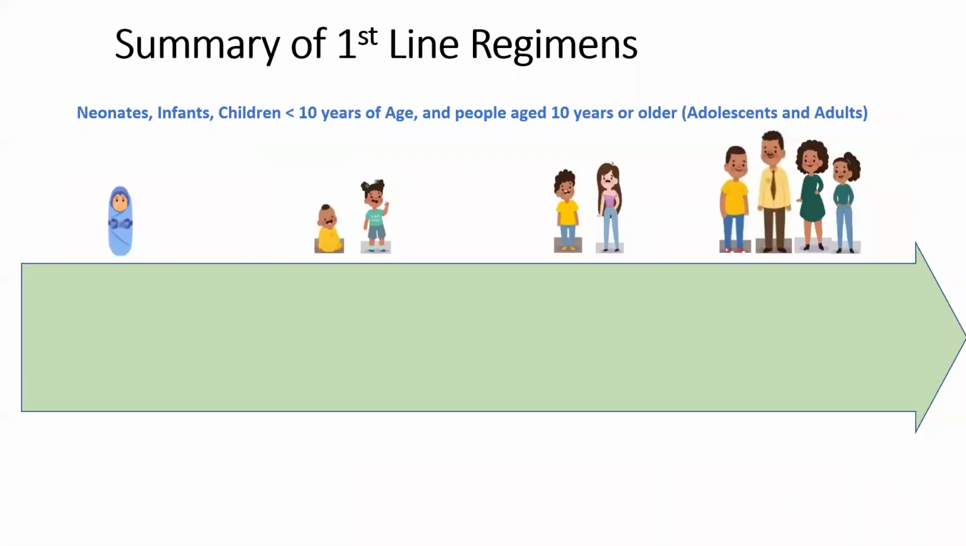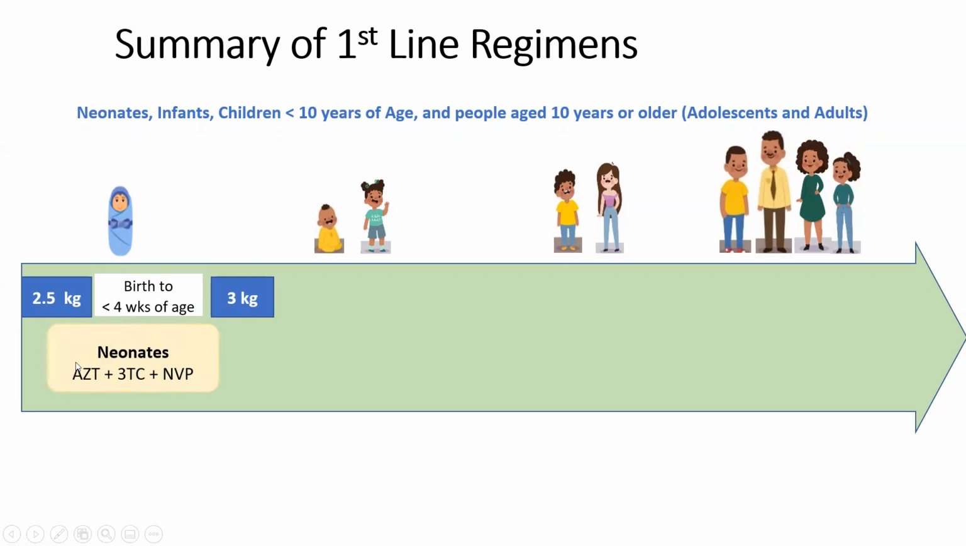Now, let's summarize the first line regimen of neonates, infants, children less than 10 years, and people aged 10 years or older, especially adolescents and adults. Now, in terms of children with a weight of 2.5 kg and less than 4 weeks of age from birth, these neonates qualify for zidovudine, lamivudine, and nevirapine. Because of this gestation, they can qualify for abacavir and Kaletra.